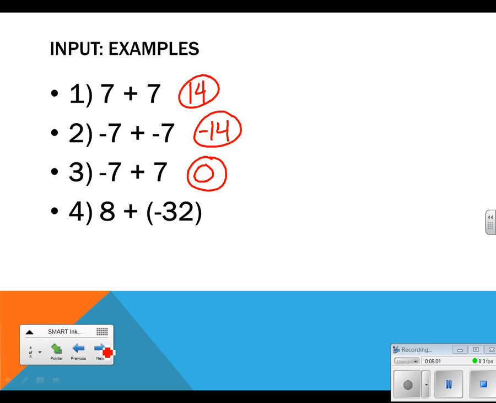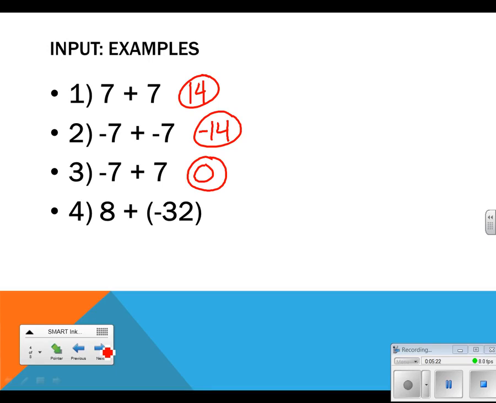8 is positive, and then we have a negative 32. That's negative. So this would be like saying I have $8 and then I'm spending $32. If I have $8 and I'm spending $32, I'm borrowing money. I'm in the hole. So I'm going to be negative.